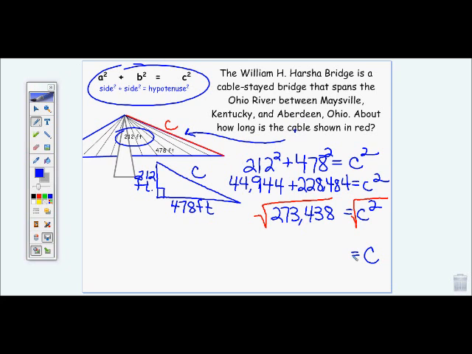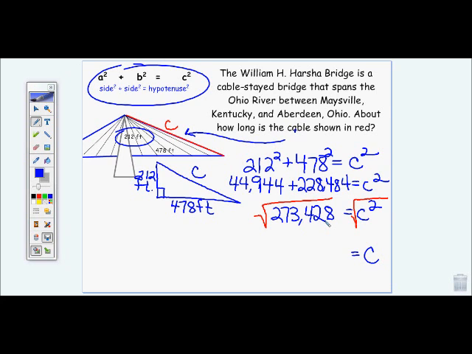273,400, oops, I had a misprint there, that should be 428. Let me erase it because it is sloppy there. I just copied wrong from my calculator.